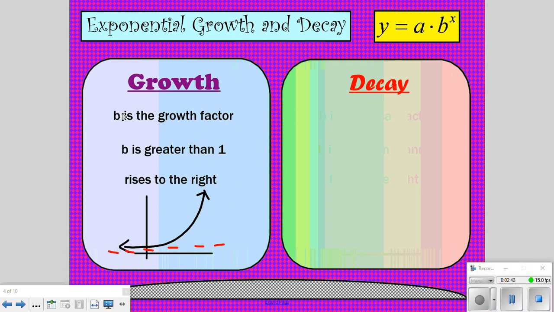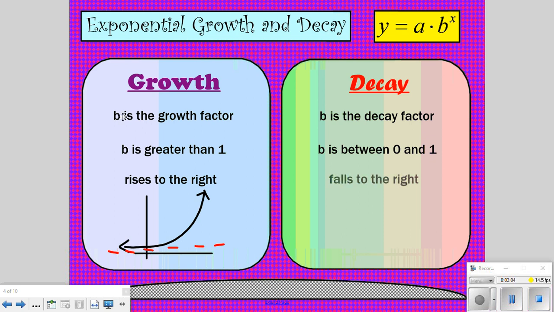On the other hand, we have decay. For decay, b is your decay factor. b must be between 0 and 1. Many students make the mistake of thinking b has to be a negative number, and that's actually not true. b has to be between 0 and 1. As it goes to the right, your graph is going to be falling this time. So what that might look like is something like this. We start up high, and it goes nice and low like that, and still gets closer and closer to our asymptote, but it never ever touches it.